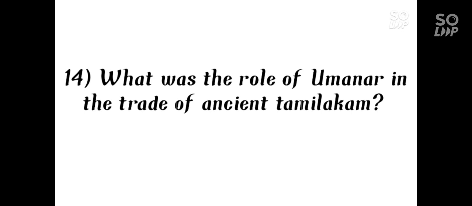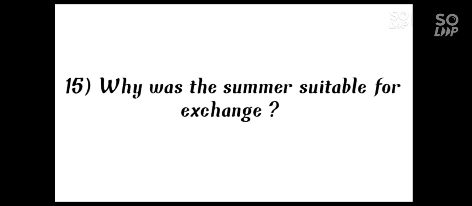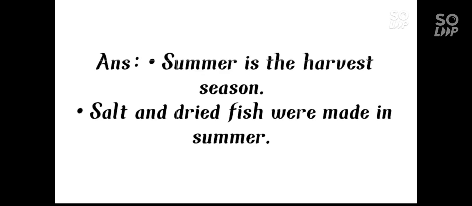What was the role of Umanar in the trade of ancient Tamilakam? Exchange was done by the merchant group called Umanar. They collected dried fish and salt from the coastal area and exchanged it for spices like pepper and forest products of other Tinais. These exchanges were largely done during summer. The spices collected by the Umanar were sold at trade centers in coastal towns, from where they were exported to foreign countries.